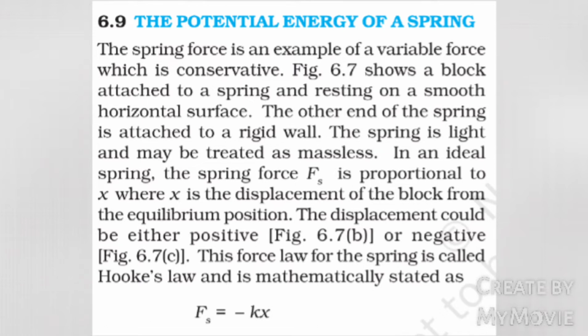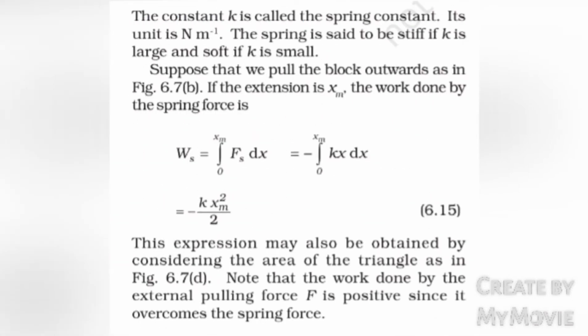In an ideal spring, the spring force Fs is proportional to x, where x is the displacement of the block from the equilibrium position. The displacement could be either positive, figure 6.7b, or negative, figure 6.7c. This force law for the spring is called Hooke's law and is mathematically stated as Fs equals minus kx. The constant k is called the spring constant. Its unit is Newton per meter. The spring is said to be stiff if k is large and soft if k is small.